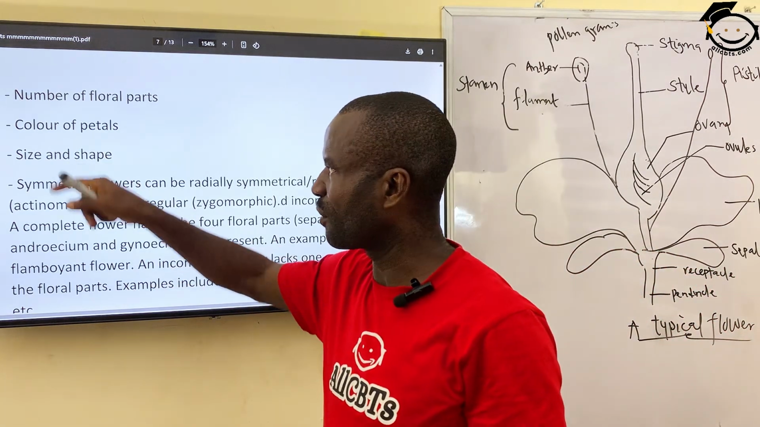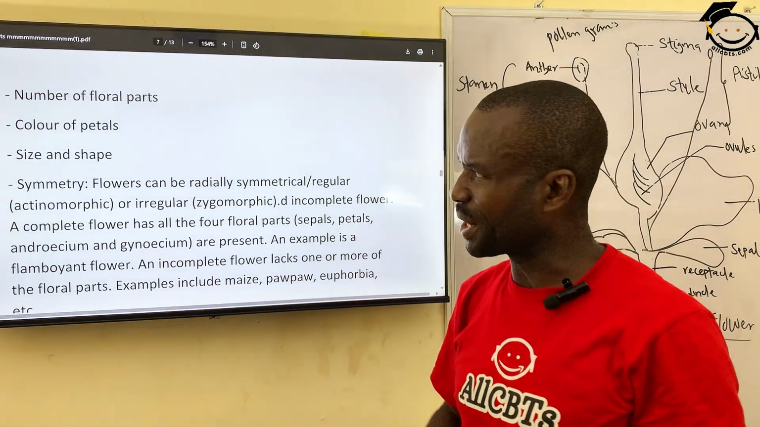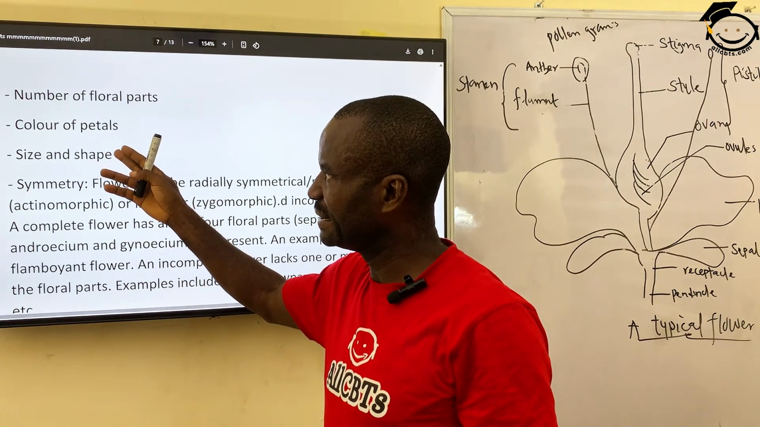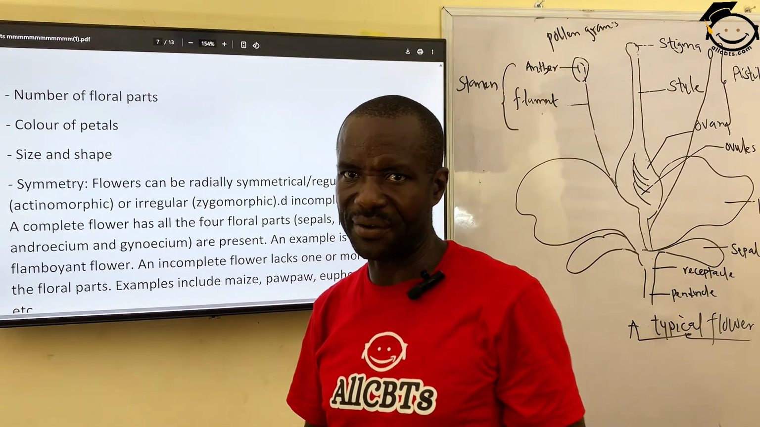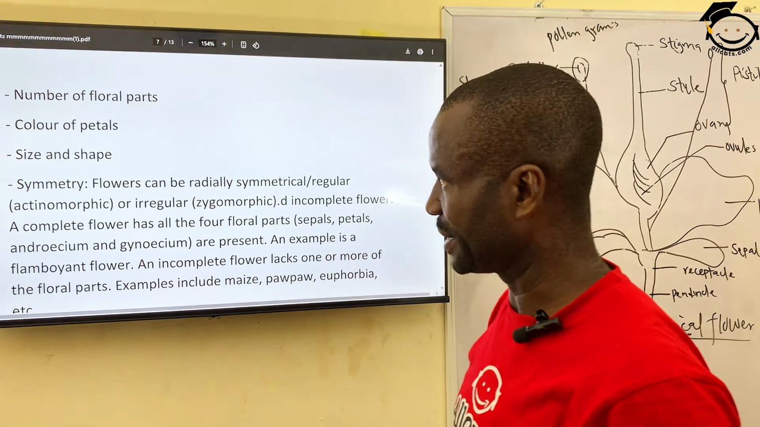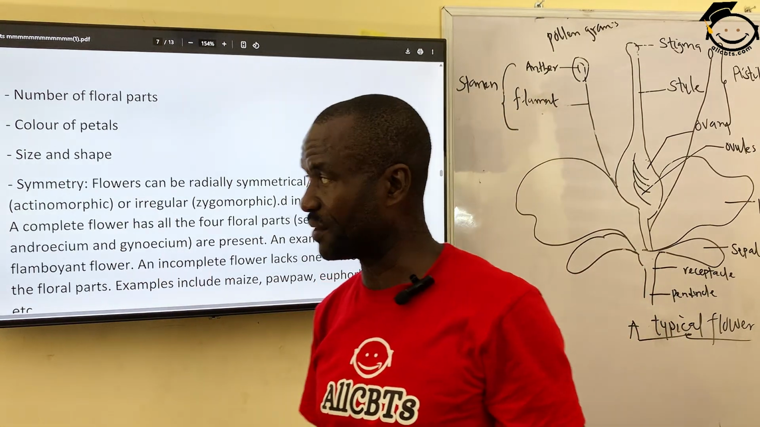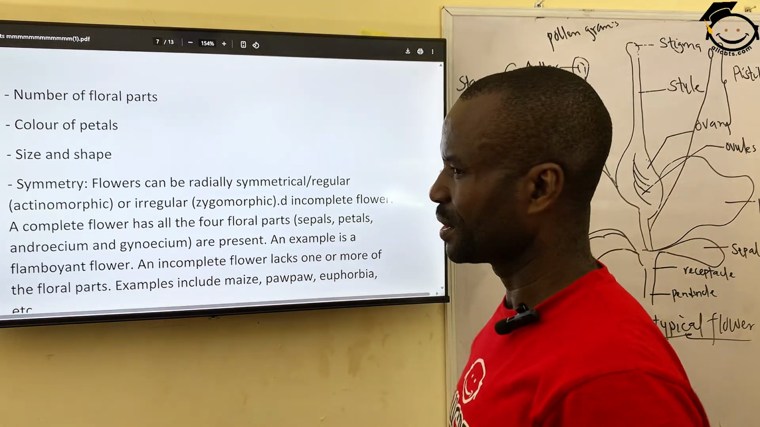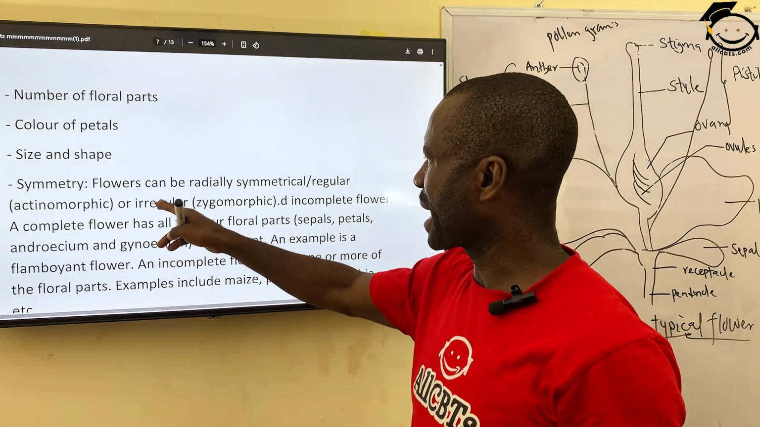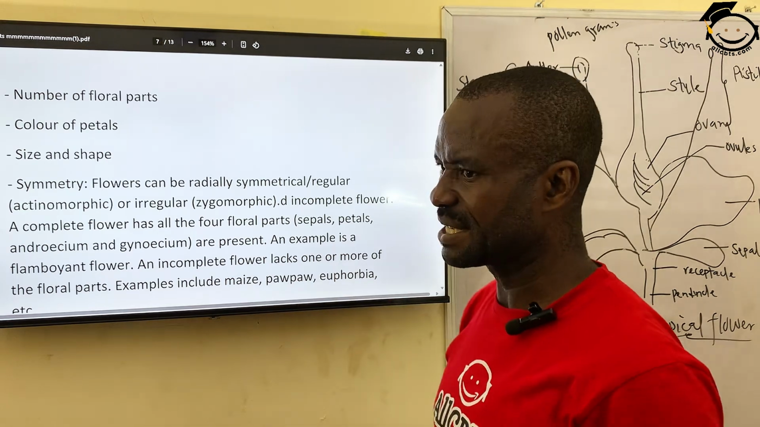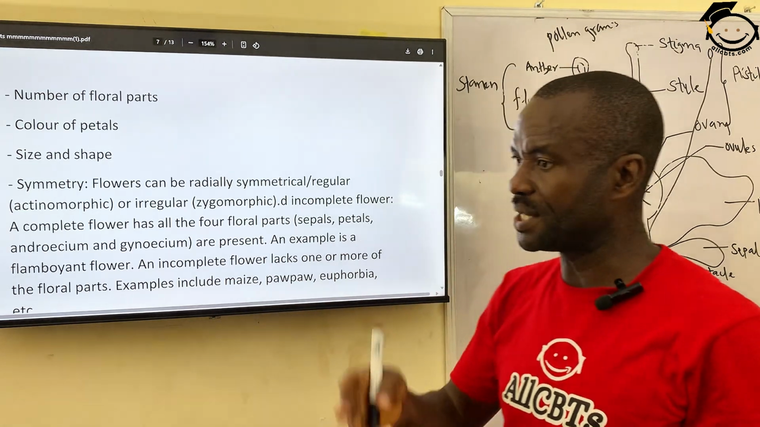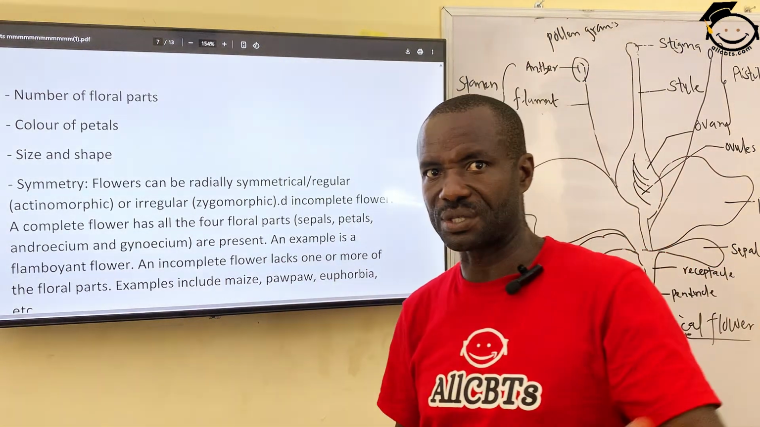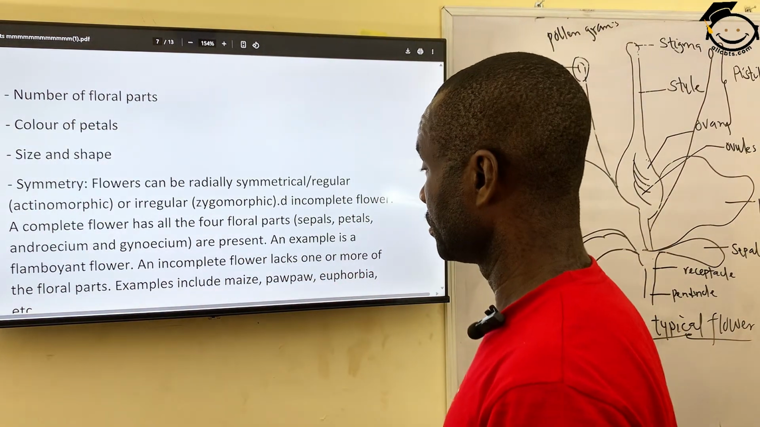Then the color of the petal. We can define the flower by their color. Some of them are green, some of them are yellow, some of them are red. Then the size and shape of the flower. Now, let's look at the symmetry. What do we mean by symmetry? Symmetry means a flower can be radially symmetrical. That is, when a flower can be divided into different sections, still giving you the same.